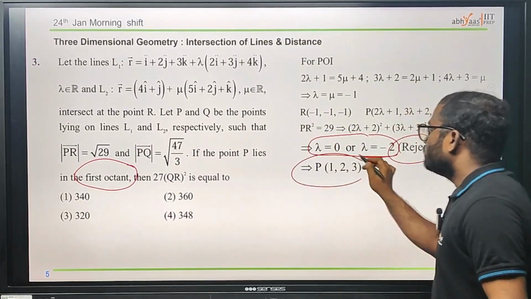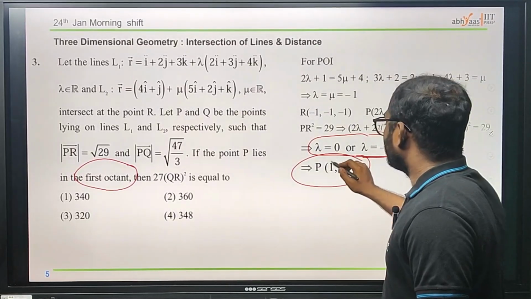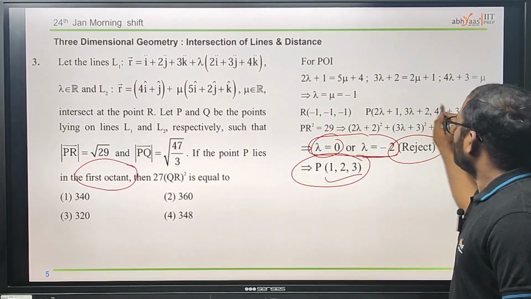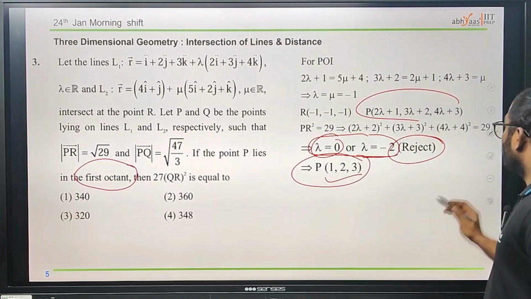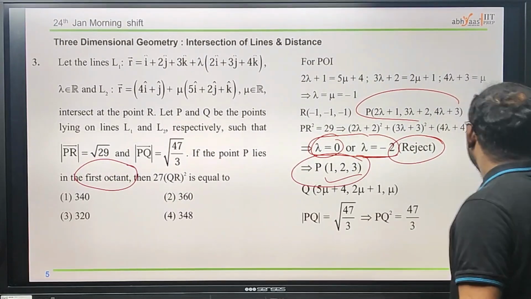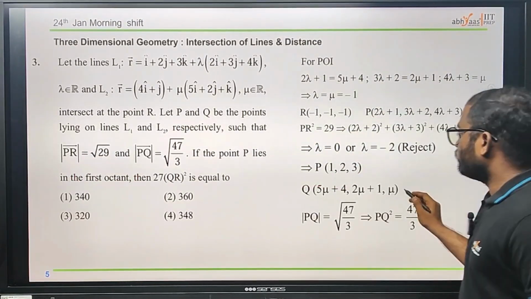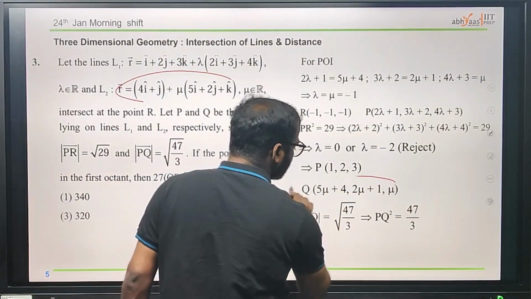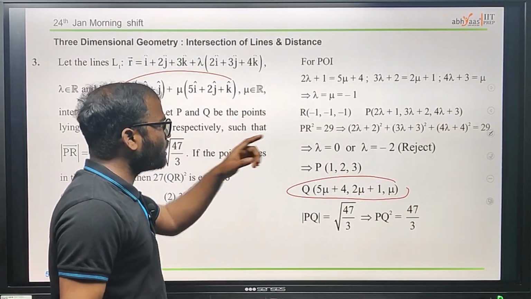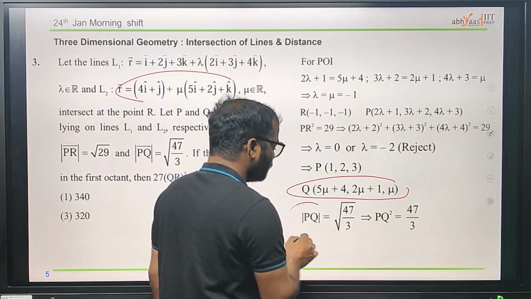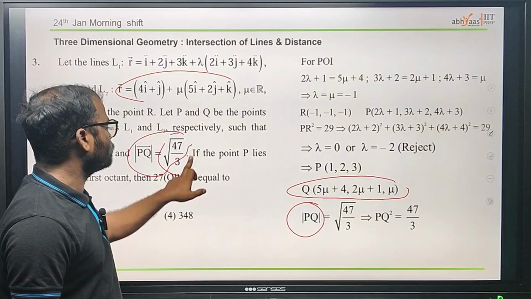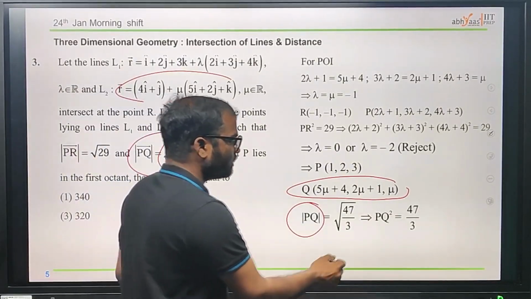Okay, therefore we will take the point P, where we take lambda equal to 0, which we get by substituting lambda equal to 0 in this point. We will get 1, 2, 3. Next thing we have mu, which is on the basis of Q. We need to find Q with this line, for this line as well, which is the point Q. If we substitute the mu value in this, we will get it, and also find the distance PQ. Since they have already given PQ as root 47 by 3, you can easily find the PQ square.